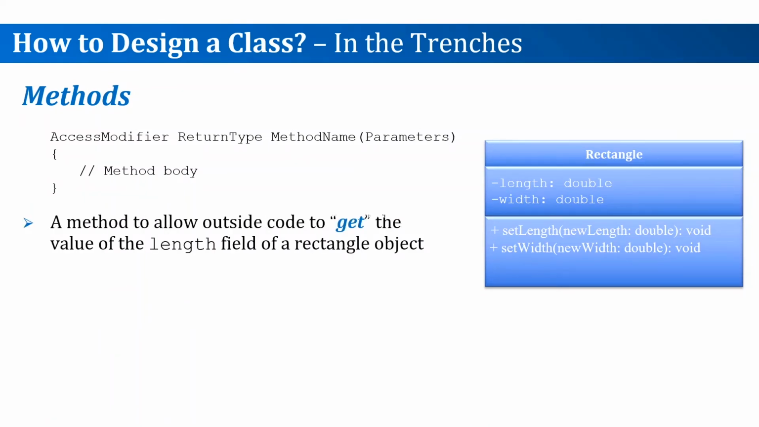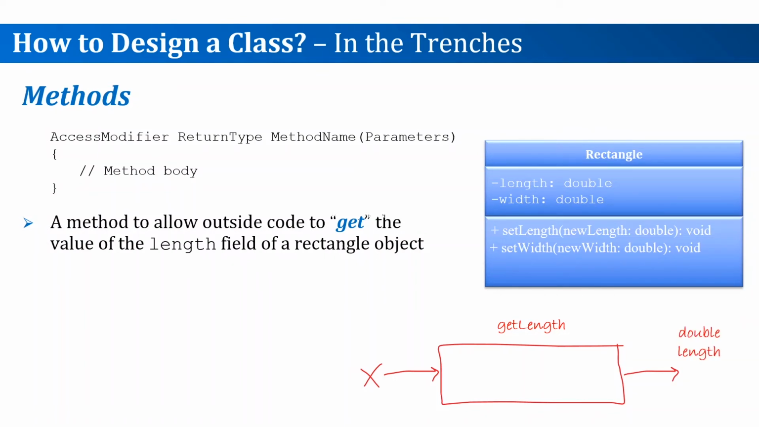We want to write a method that gets the value of the length field. Again, let's think of the method as a box called GetLength. We are asking this method to fetch the length stored in the object. So the question is, do we need to give it an input to work? The answer is no, it doesn't need an input. Alright, so what about the output? Do we expect an output? Of course, the length that we asked it to get.